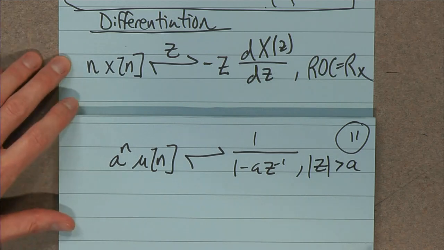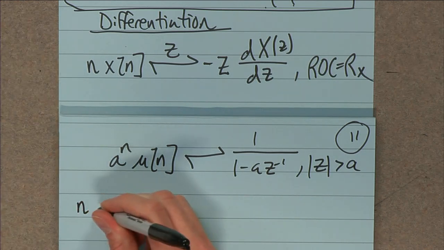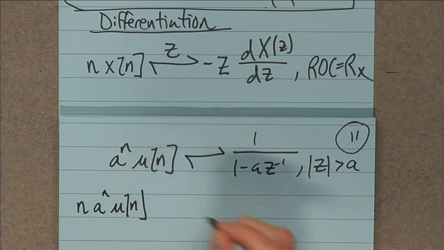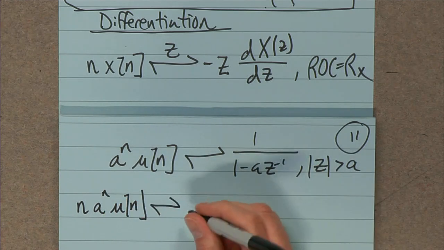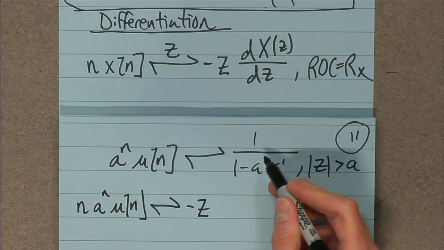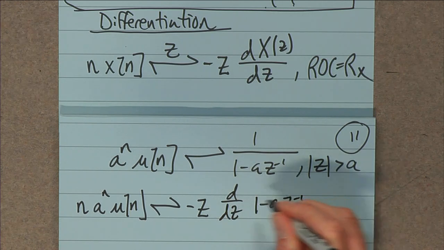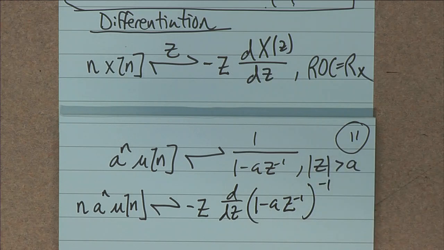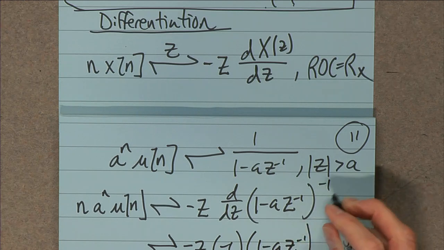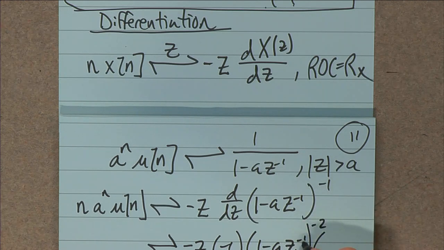Now if we apply this differentiation, multiply it times n, what do we get? n a to the n u of n. And that's going to transform into what? Minus z times the derivative of 1 minus a z inverse. I'm sort of a person who likes the product rule. I don't use the other one. So we can easily take the derivative of that: 1 minus a z inverse to the minus 2, and then the derivative of everything in there is just a z to the minus 2. Is that right?